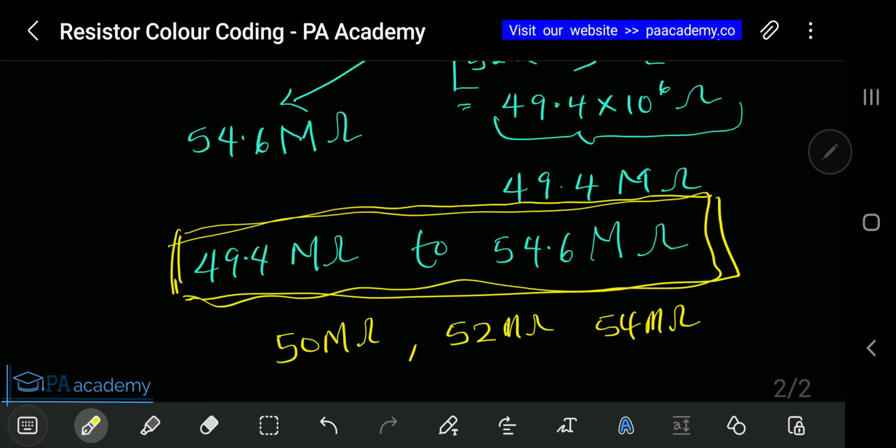So in the next part, we're going to be looking at resistor polarity and then resistor connection.